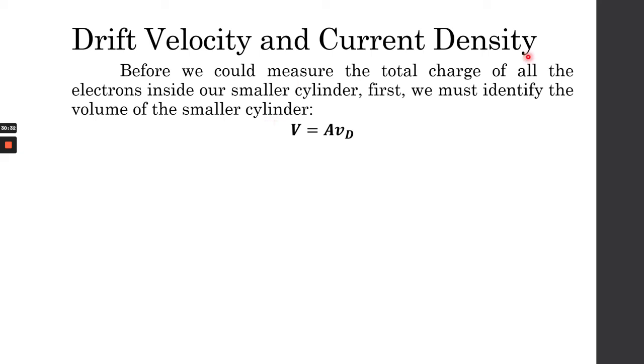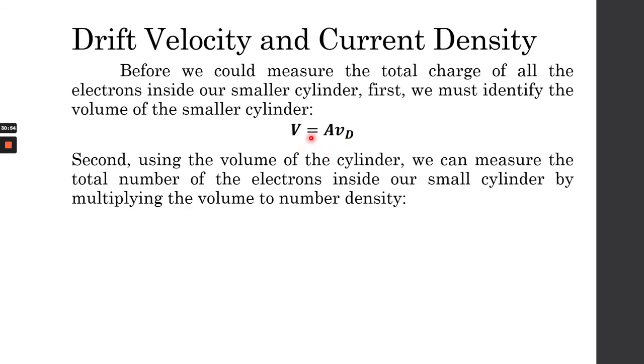So before we can measure the total charge of all the electrons inside our smaller cylinder, we must identify first the volume of the smaller cylinder where they are enclosed. The volume of the cylinder, as we've discussed, is the cross-sectional area of our wire or conductor multiplied by the drift velocity of the electrons. Since we now have the volume of our smaller cylinder, we can measure the total number of electrons inside it.